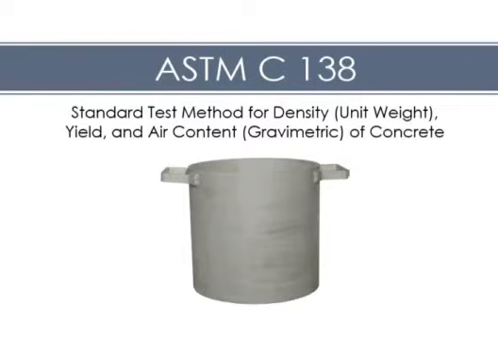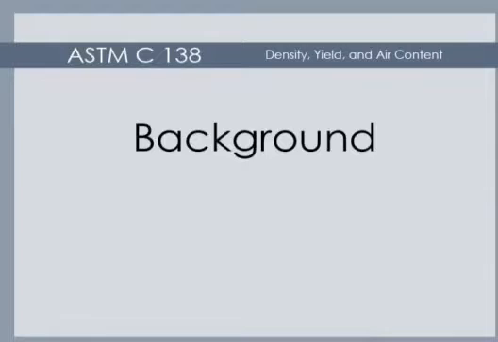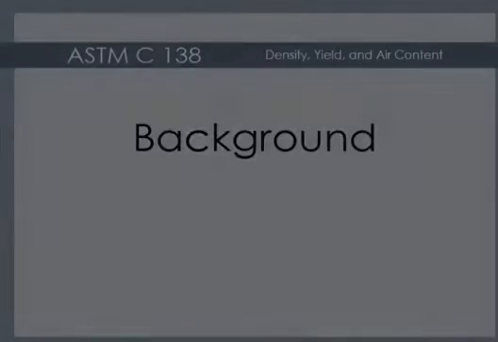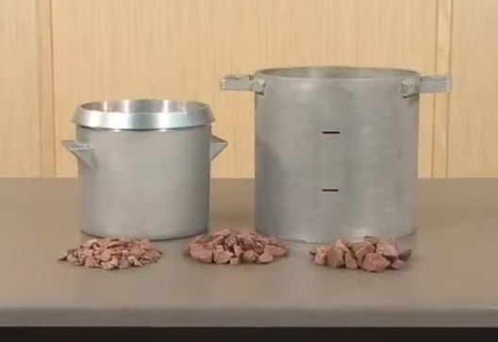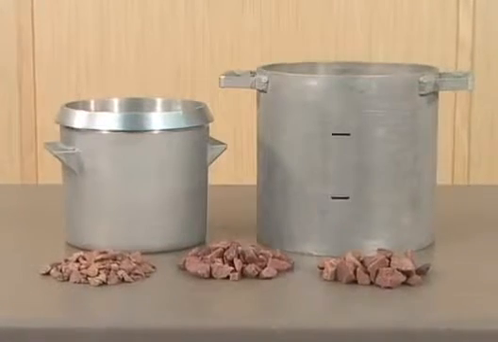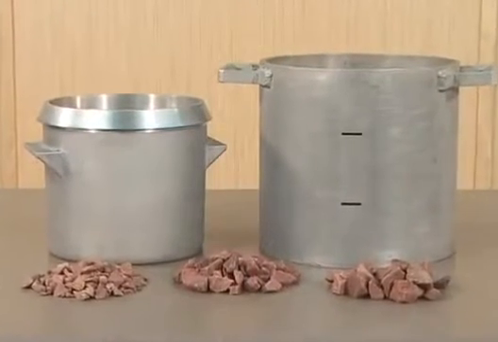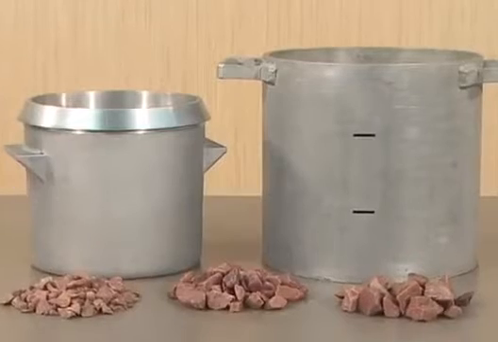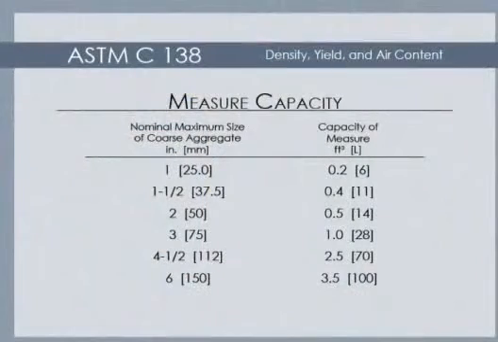This video demonstrates the proper procedures for determining the density of concrete and presents formulas for calculating yield, cement content, and gravimetric air content. The capacity of the measure used for the density test is based on the nominal maximum size of the coarse aggregate. Refer to Table 1 in the Standard for guidance on selecting an appropriate sized measure for this test.